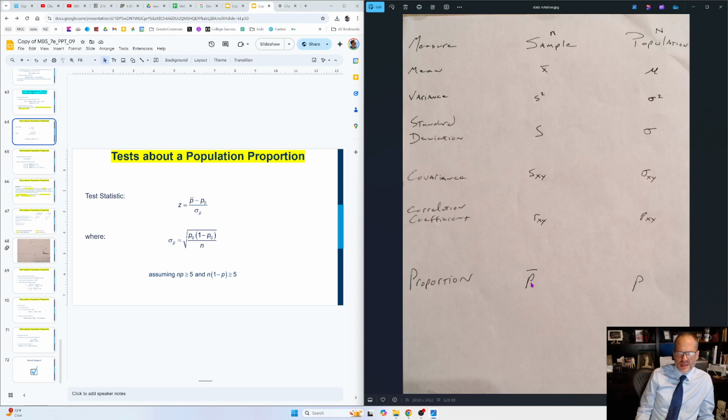A p with a bar over it, just like we have an x with a bar over it, is our sample proportion. You can see there's our sample proportion right there. And this is a z. We're doing another z score here, another z calculation. What's the z value? The z value is like the way we've been working with it. The z value is like the distance, how many standard deviations a point is from the mean.